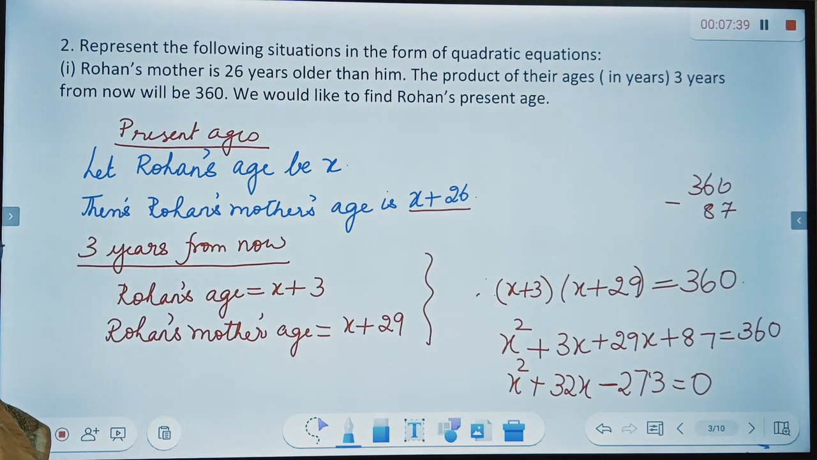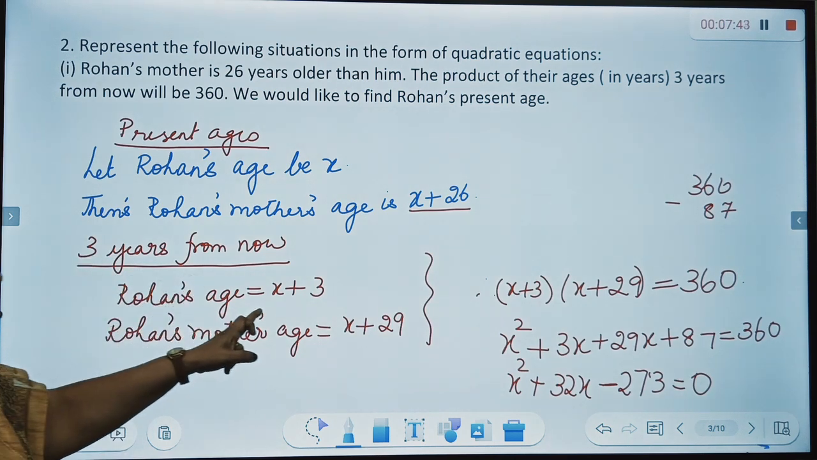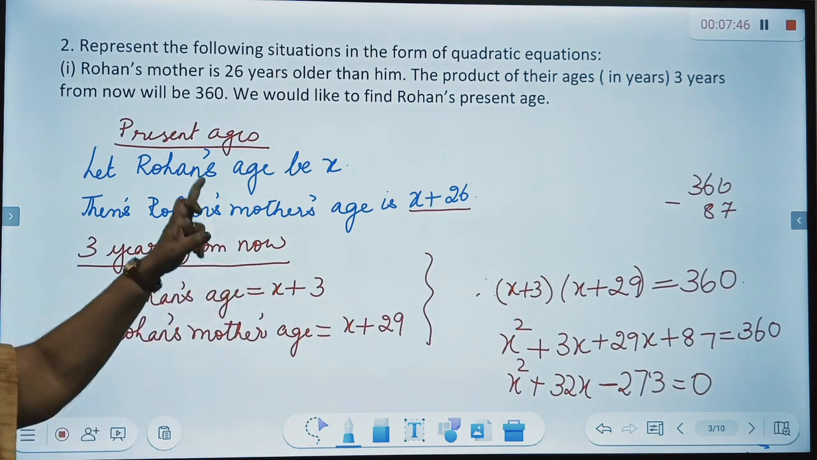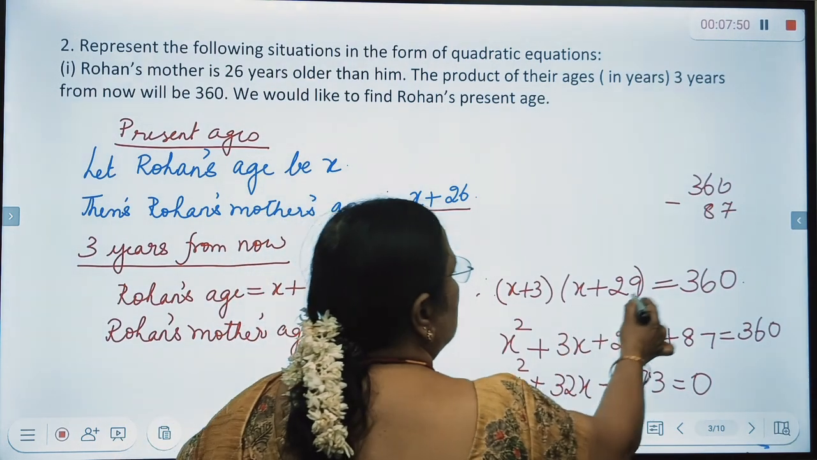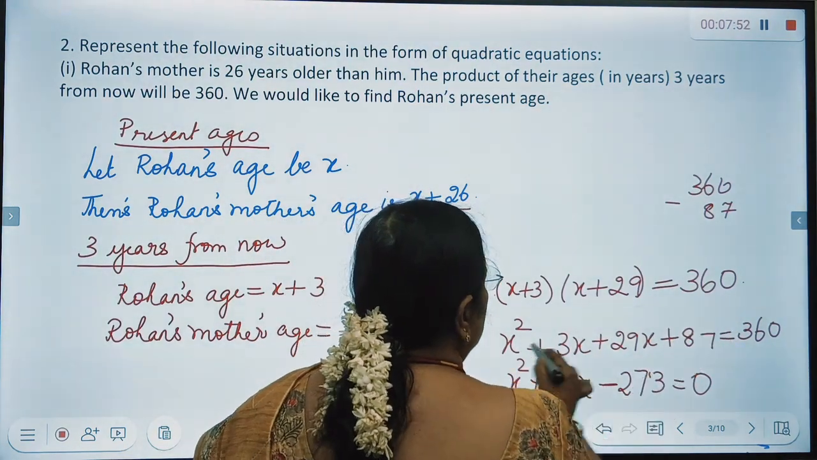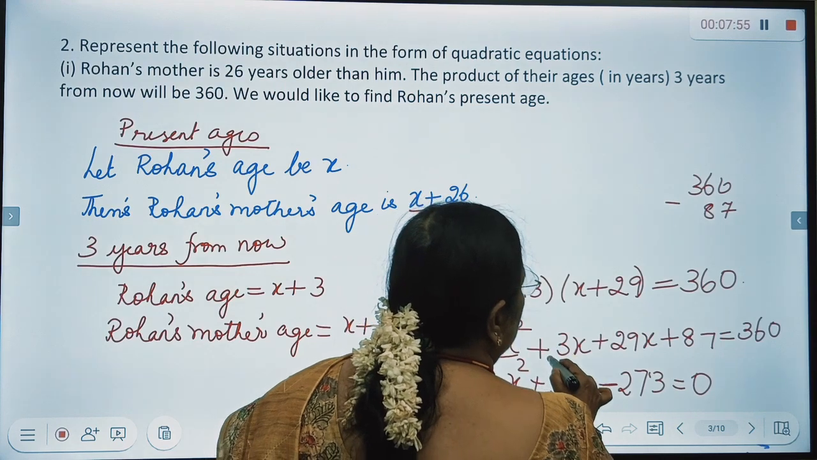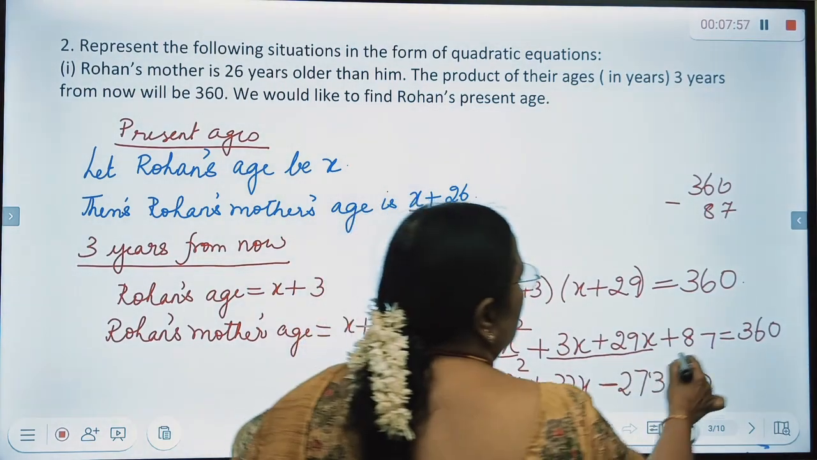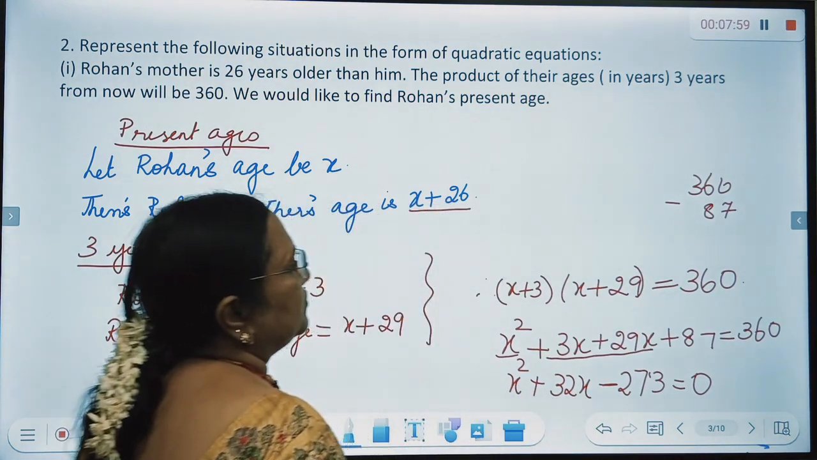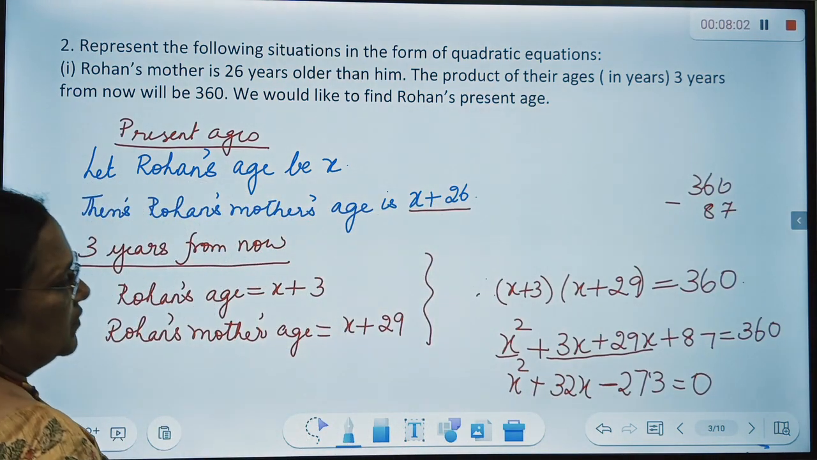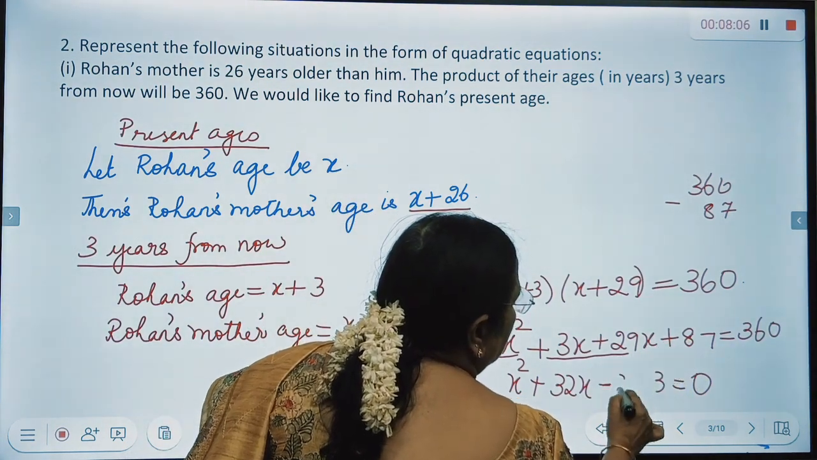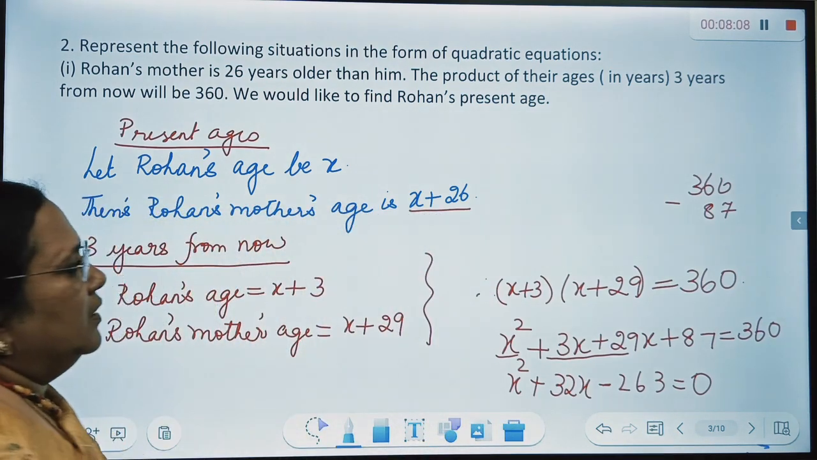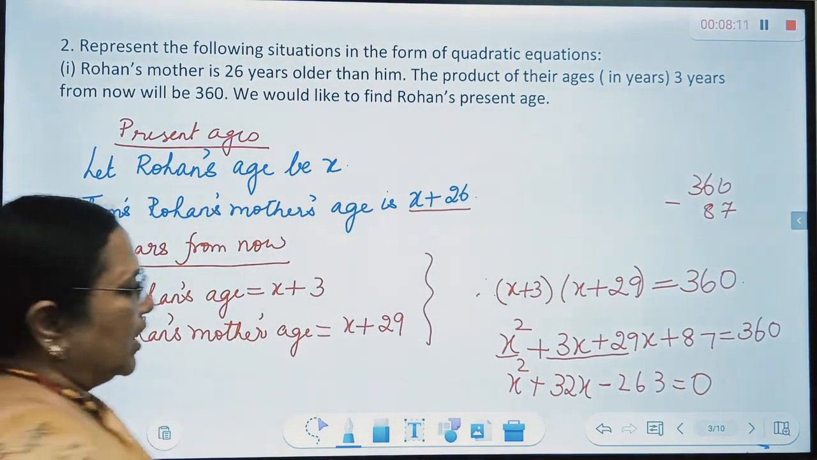This problem is about generating the quadratic equation. So 3 years from now, their ages are x plus 3 and x plus 29, and the product of the ages is 360. So x plus 3 into x plus 29 equal to 360. So x square plus 32x equal to 360 minus 87. Is it 263? Are you all able to follow how to form quadratic equations?